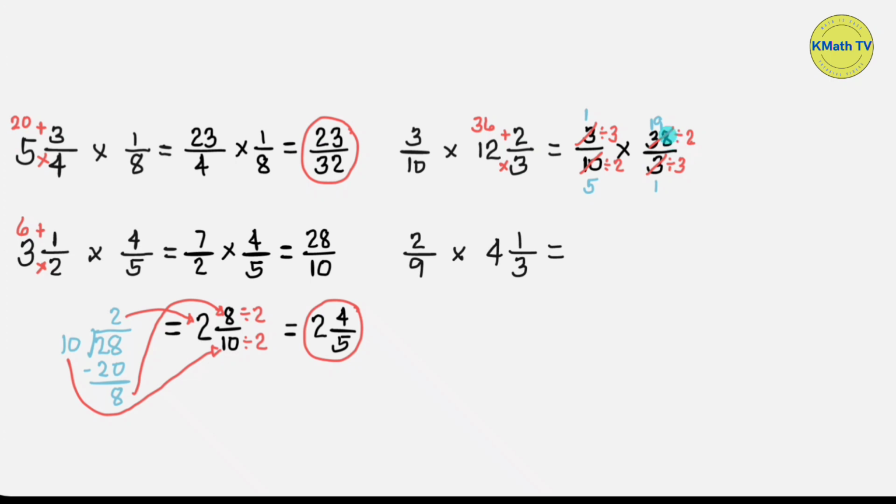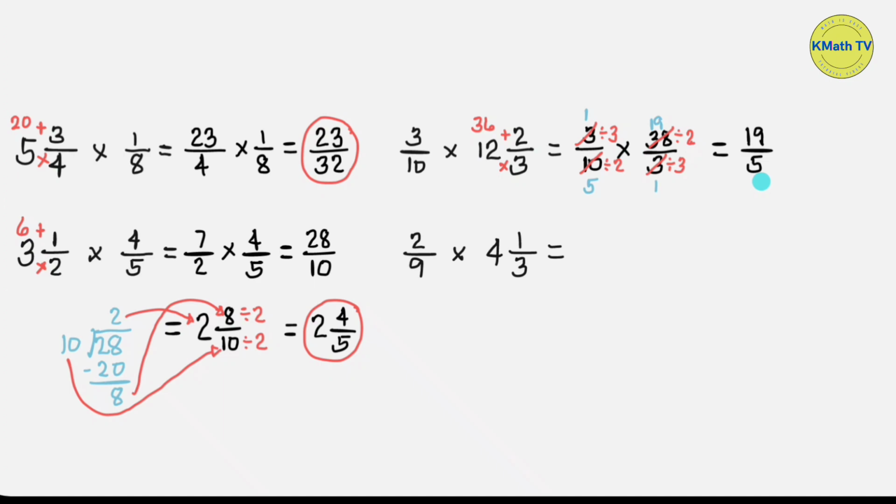Now, let's multiply the fractions. Let's multiply the new numerators and the new denominators. Okay, 1 times 19 equals 19. Let's multiply also the denominators. 5 times 1 equals 5. Okay, the answer is 19 over 5.